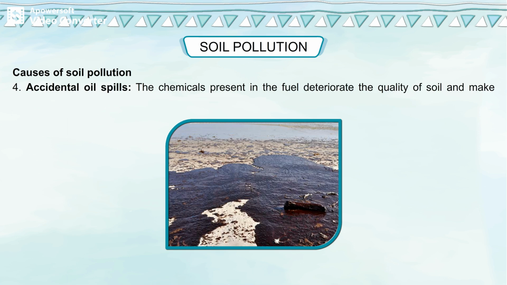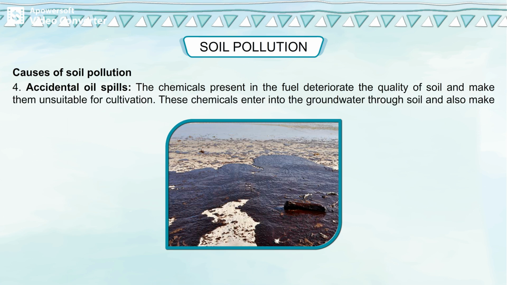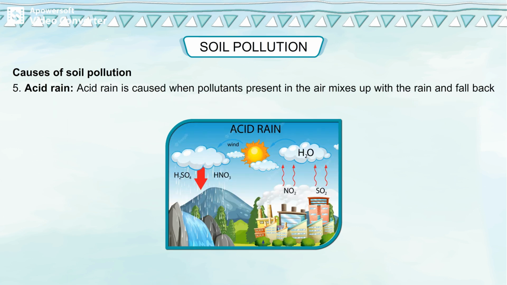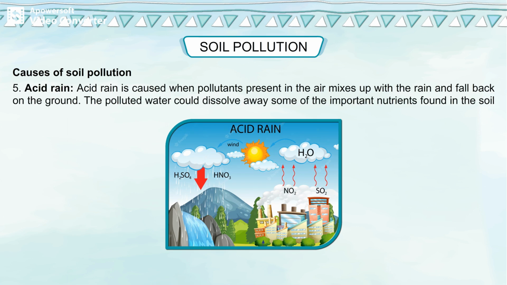Accidental oil spills. The chemicals present in the fuel deteriorate the quality of soil and make them unsuitable for cultivation. These chemicals enter into the groundwater through soil and also make the water undrinkable. Acid rain. Acid rain is caused when pollutants present in the air mix with the rain and fall back on the ground. The polluted water could dissolve away some of the important nutrients found in the soil and change the composition of the soil.